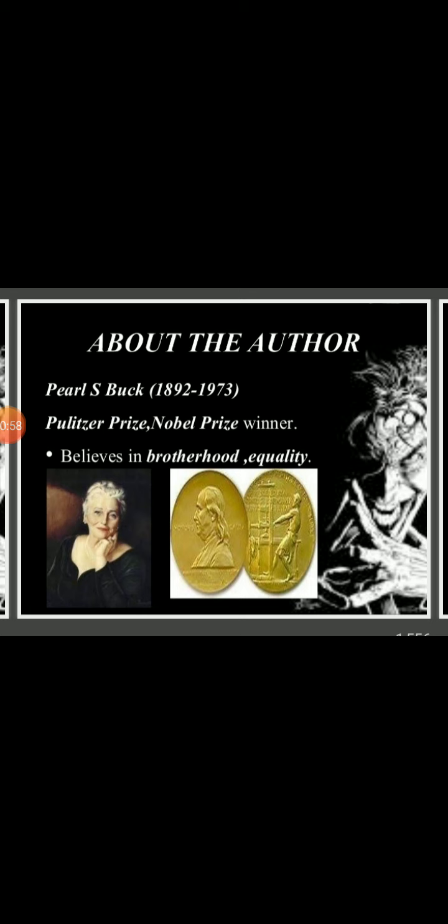First, let us throw some light on the life of Pearl S. Buck, the author. She is a Pulitzer winner, a Nobel Prize winner, and moreover, she believes in brotherhood and equality. If you read her other works, they center around brotherhood and equality, that is, peace in the world. According to her, it is humanity that is very, very important, that overshadows all the other aspects of a man's personality.